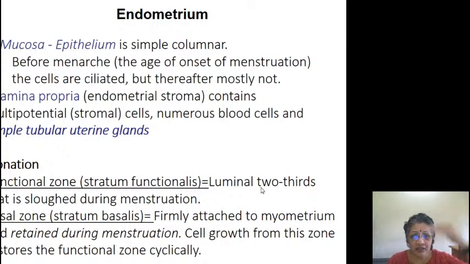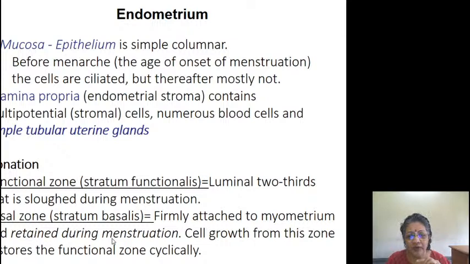It is 2/3 thickness of that endometrial wall, and it will be sloughed off. Whereas the basal zone, or stratum basalis, will remain. It's continuous. You never lose it. It's always there. And that is firmly attached to the myometrium. This is very important. We'll come to this point. And it is retained during menstruation.